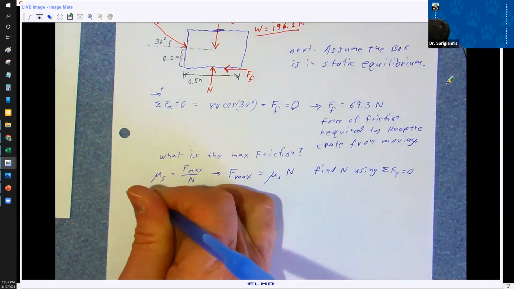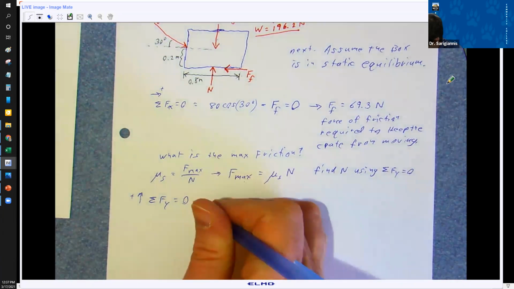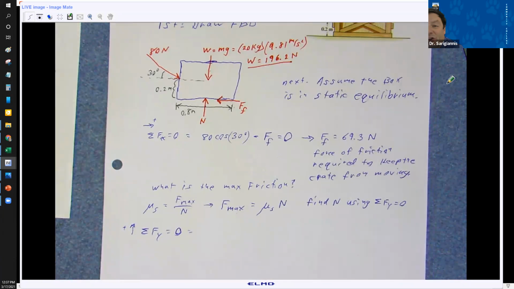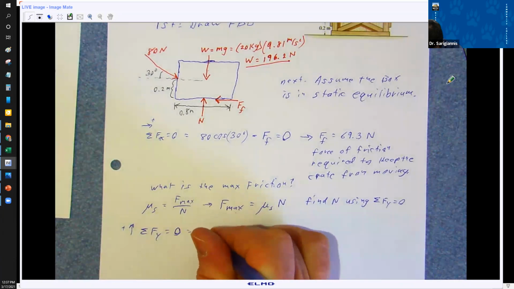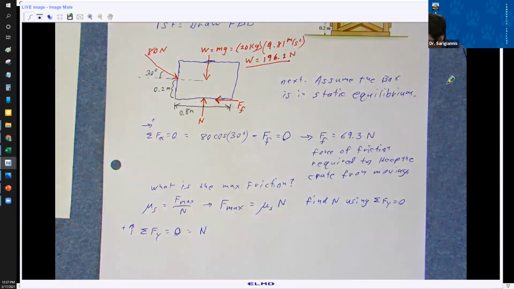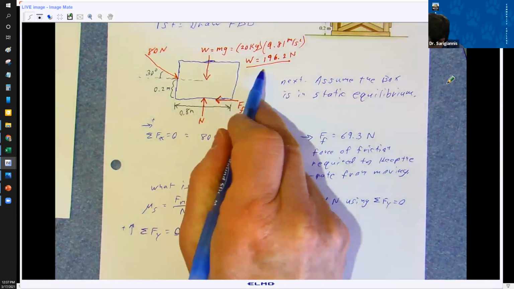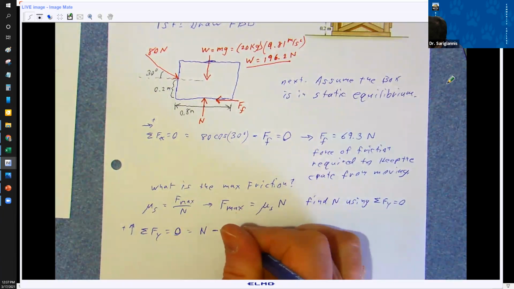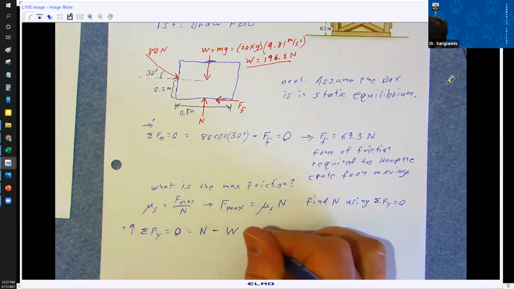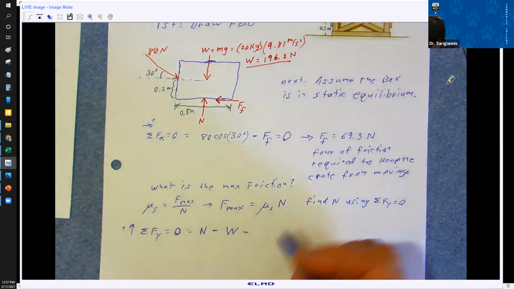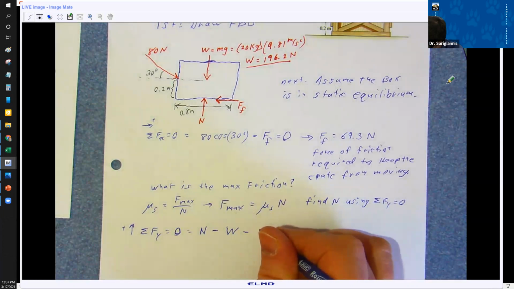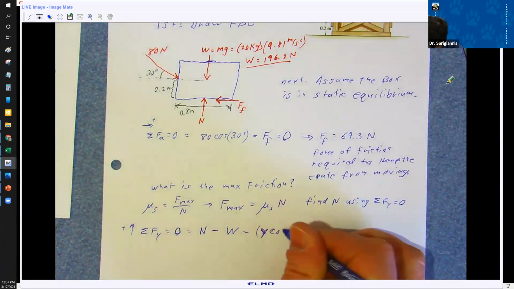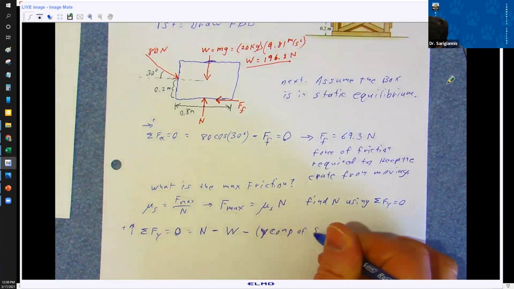And I'm using upward as positive, right? Well, the first thing I have is that N is positive, right? And everything else is acting downward. I've got the weight here, right? I think I'll put this in. I'm going to write this generically. Let me put first the weight in, then minus the x component or y component of 80 newtons.